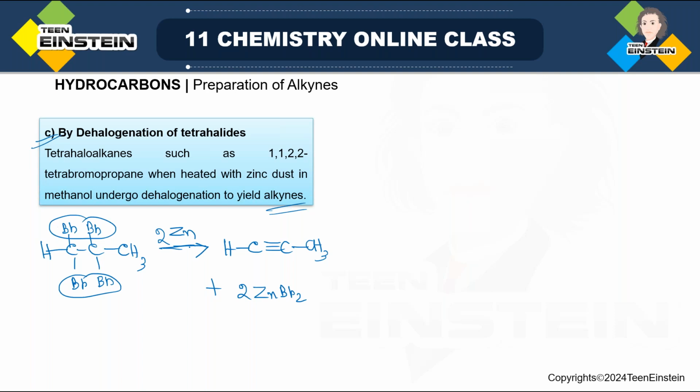So here we are removing all the halogens. We are not removing any H. So that is why it is dehalogenation only. It is not dehydrohalogenation. The previous name, remember, is dehydrohalogenation because you are removing one H and one X in each step. But here, overall, you are removing 2 halogen molecules. Okay, so that is dehalogenation of tetrahalides.